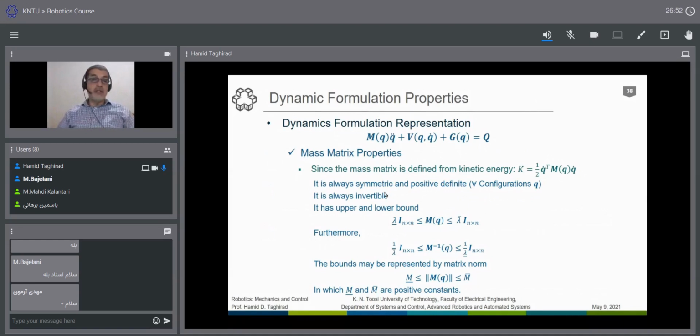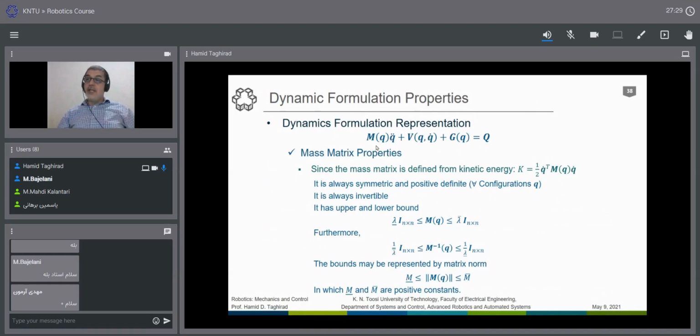The mass matrix is a function of q, and by moving the robot, the mass matrix changes. But this property never changes, and we always have a positive definite matrix here. If it is positive definite, we can always invert it, so the matrix is invertible. We use the inverse of the mass matrix many, many times in simulation studies and in control.